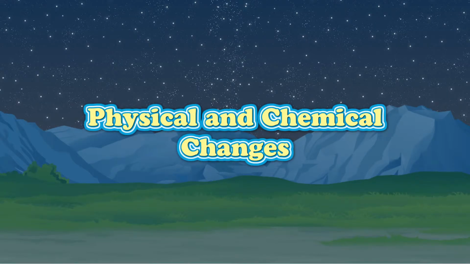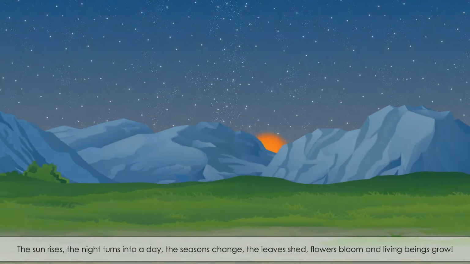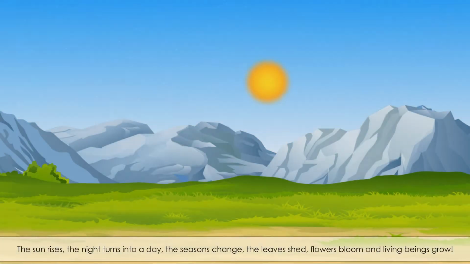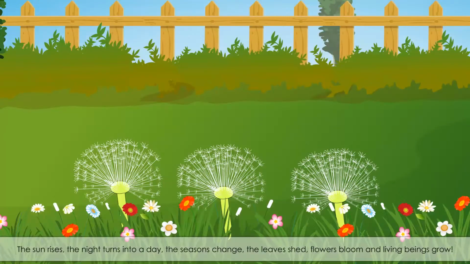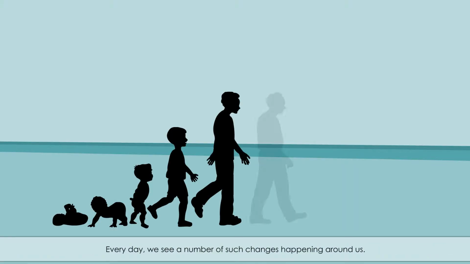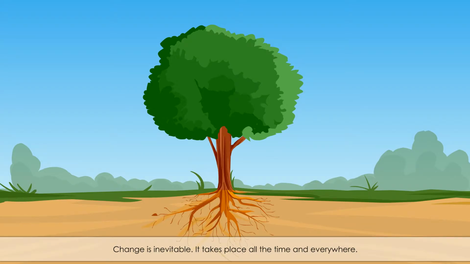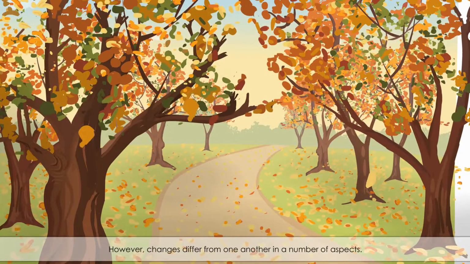Physical and chemical changes. The sun rises, the night turns into a day, the seasons change, the leaves shed, flowers bloom, and living beings grow. Every day, we see a number of such changes happening around us. Change is inevitable. It takes place all the time and everywhere.